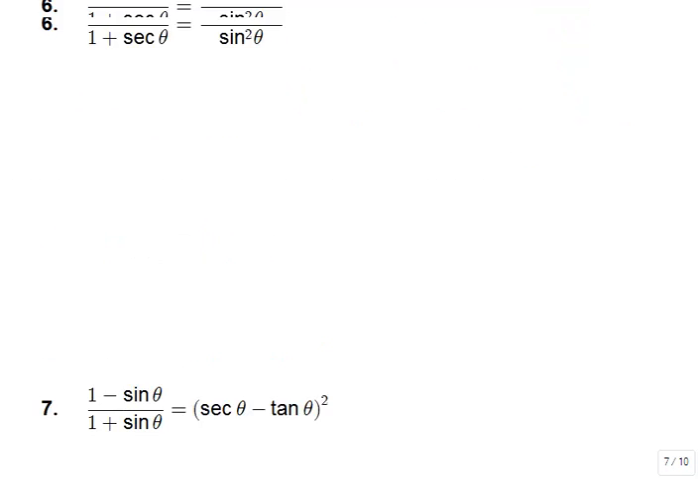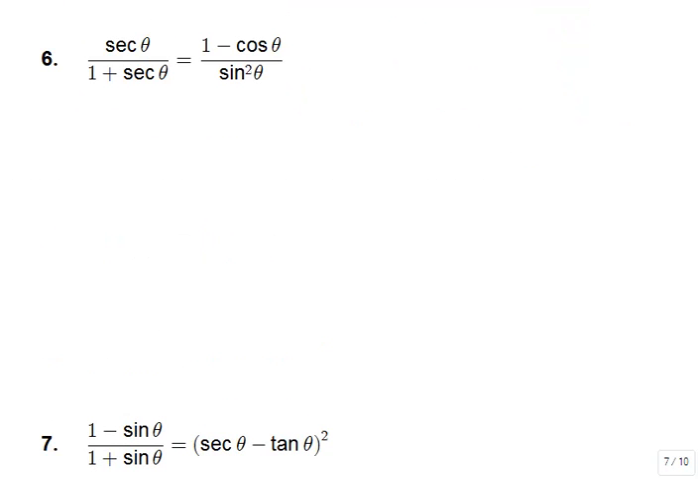All right, next example. Secant theta over 1 plus secant theta equals 1 minus cosine theta over sine squared theta. So which side should we start with? It really doesn't matter, but in my experience, when I look at that left side, I see those secants, and I know that in my goal over here, I want to turn them into some cosines and some sines if I can. And at least I know how to turn secants into cosines using that reciprocal identity. So that gives me a place to start.